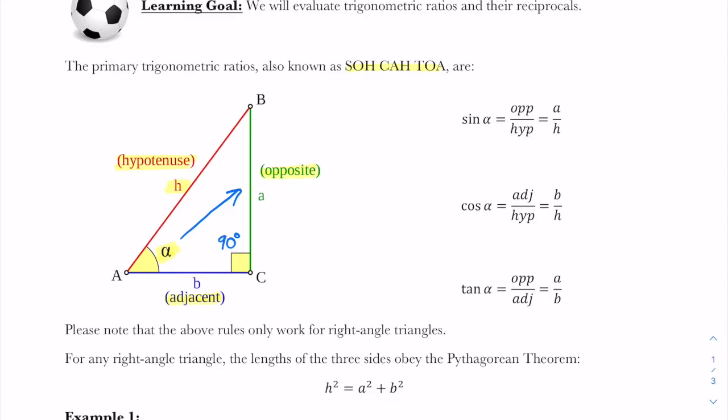Sine of the angle is the ratio of the opposite side to the hypotenuse. The cosine of an angle is equivalent to the ratio of the adjacent side to the hypotenuse. And finally, the tangent of an angle is equivalent to the ratio of the opposite side to the adjacent side.